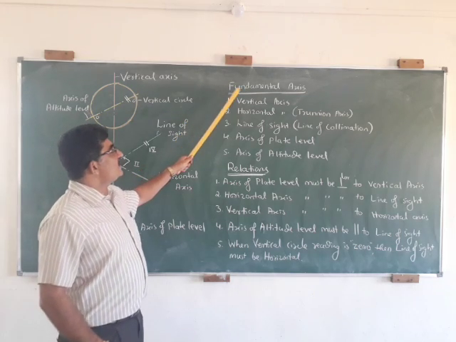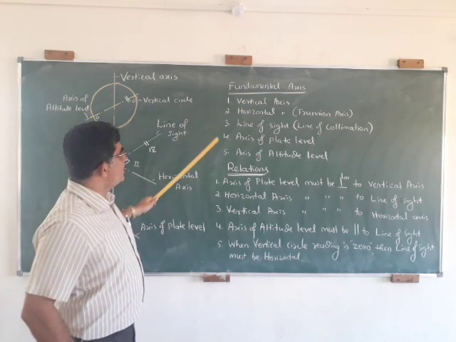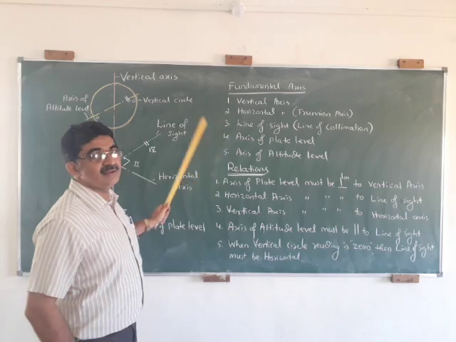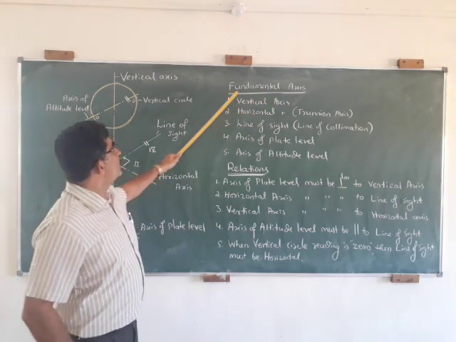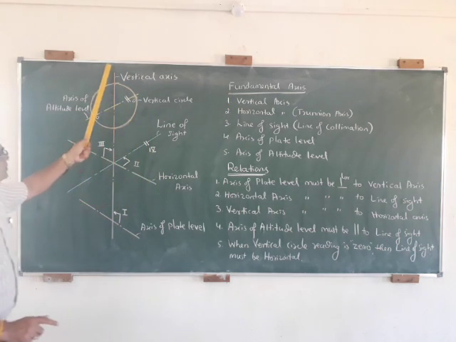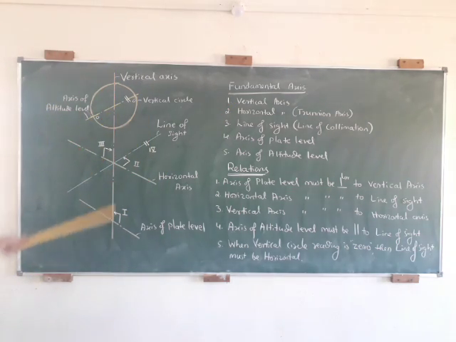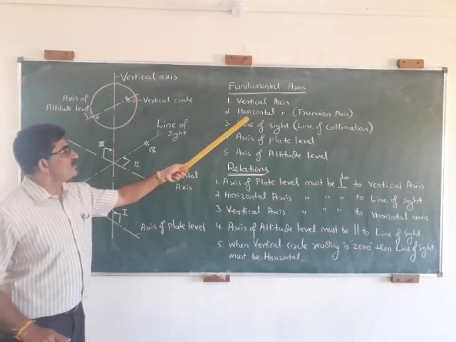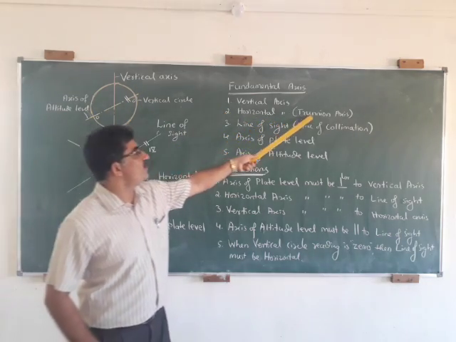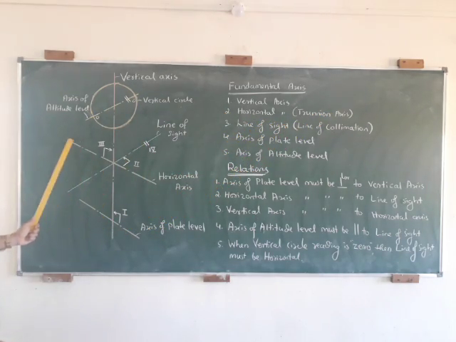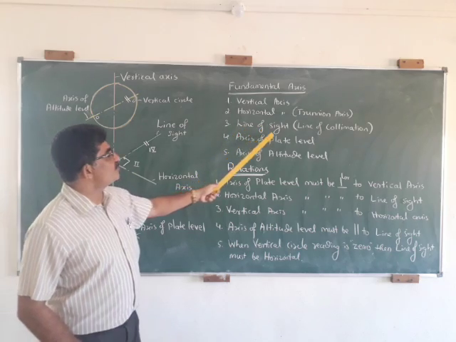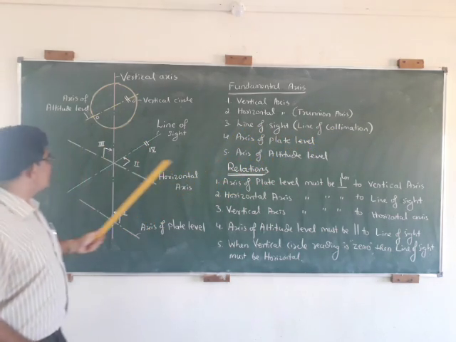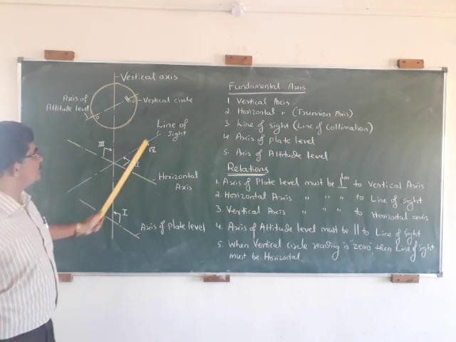So there are 5 fundamental axes in a theodolite. First one is the vertical axis. In the figure, this is the vertical axis. Second, the horizontal axis, which is also called the trunnion axis. So here I have drawn it like this. This is the horizontal axis or trunnion axis. Third one is the line of sight or line of collimation. The line of sight or line of collimation is this one.